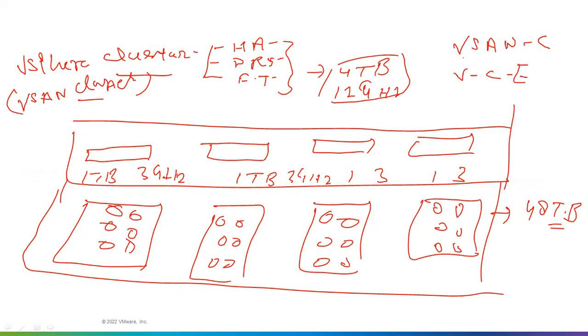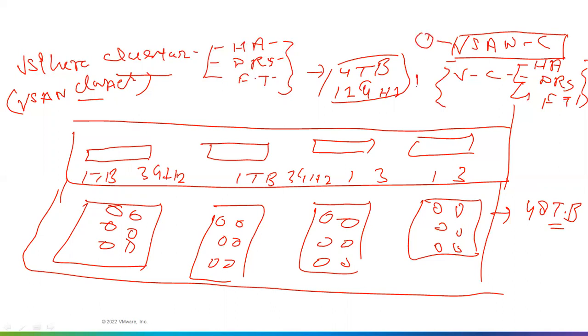Like first you will enable the vSAN capability, then you will enable the vSphere capability. Same way when you are removing, it's a way of building. First you will make it, and when you are destroying the cluster, the removal process is reverse, meaning first you will disable all these features, then you can disable the vSAN feature.